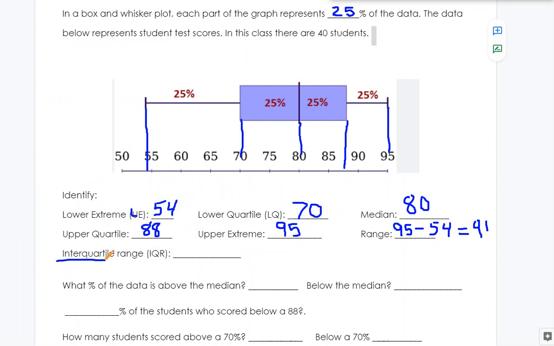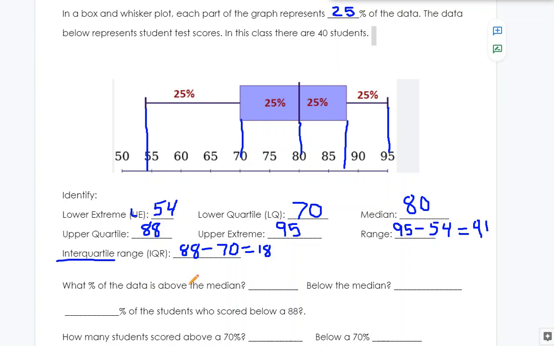So whenever it says range, it's talking about the entire thing. And remember when they say interquartile range, that's where you see these, right? Like remember this was lower quartile, this one was upper quartile. So the interquartile range is the range of your box. So the right side of my box, we said was 88, and I'm going to subtract it by the smallest side of my box, which is the left side of my box, and that's at 70. So it'll be 88 minus 70, which equals 18.